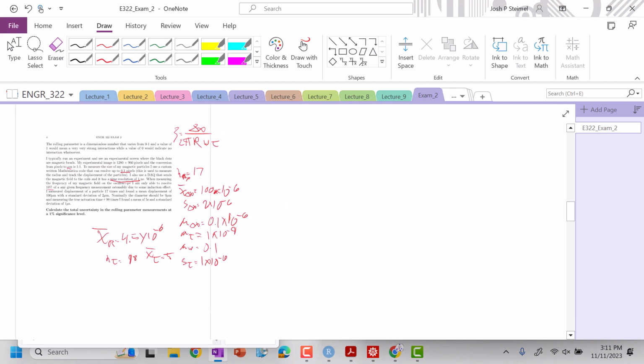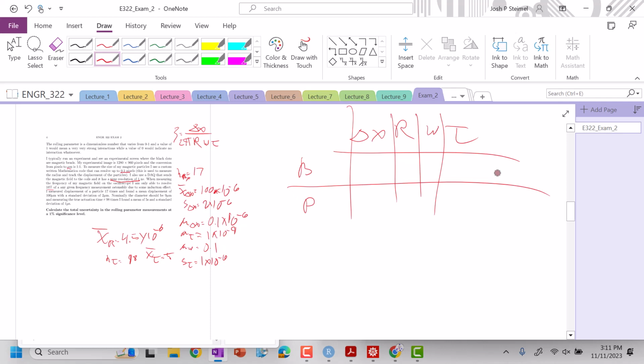All right, we got a lot going on here. So let's break it down. We have delta x, we have r, omega, and tau. Bias, precision. So we do have precision in delta x because we have a number of measurements. We have precision in tau. But we don't have any other precision measurements because we don't have any other numbers. Do we have bias in delta x? Yes, because we have an uncertainty there. Do we have a bias in tau? Yes, we do.